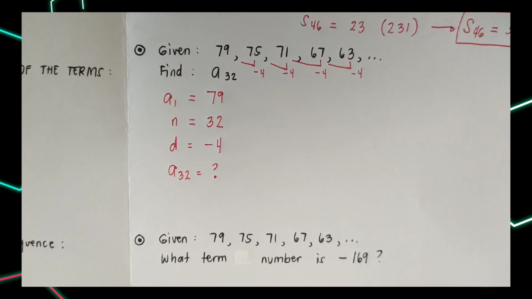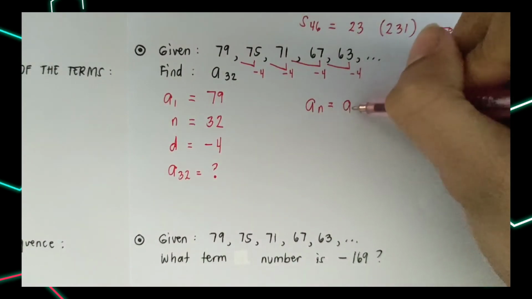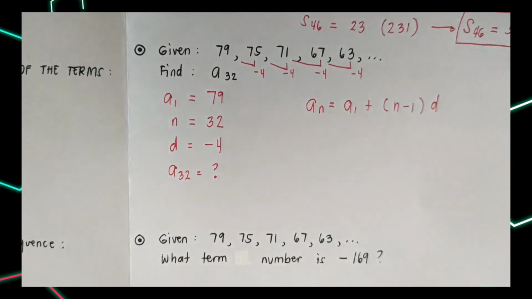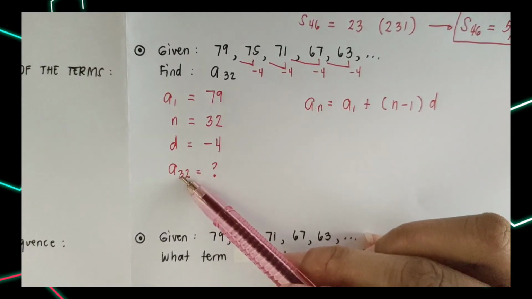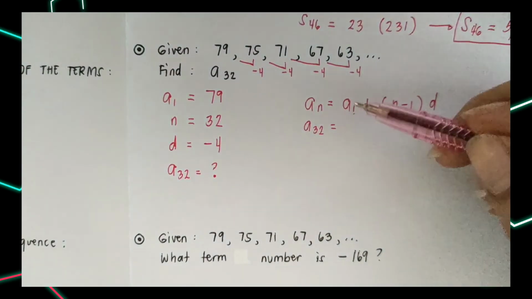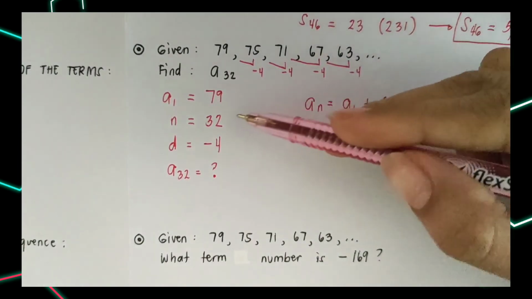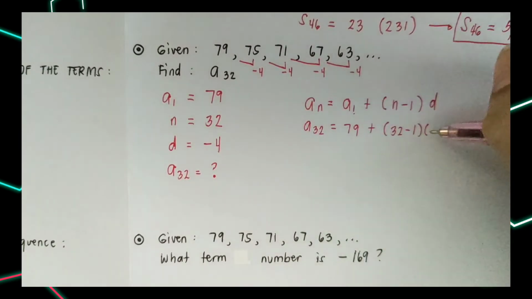What is the value of a 32? So we will use the formula for arithmetic sequence, which is a sub n is equal to a sub 1 plus the quantity of n minus 1 times d. Let us now substitute the following values. Our a sub n here is a 32, is equal to a sub 1, which is 79, plus n, which is 32, minus 1, and then your common difference is negative 4.